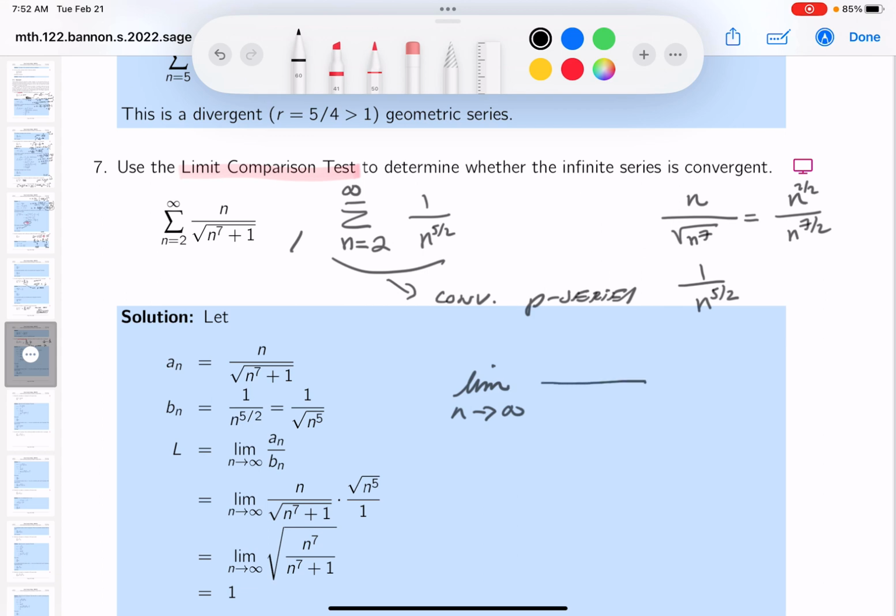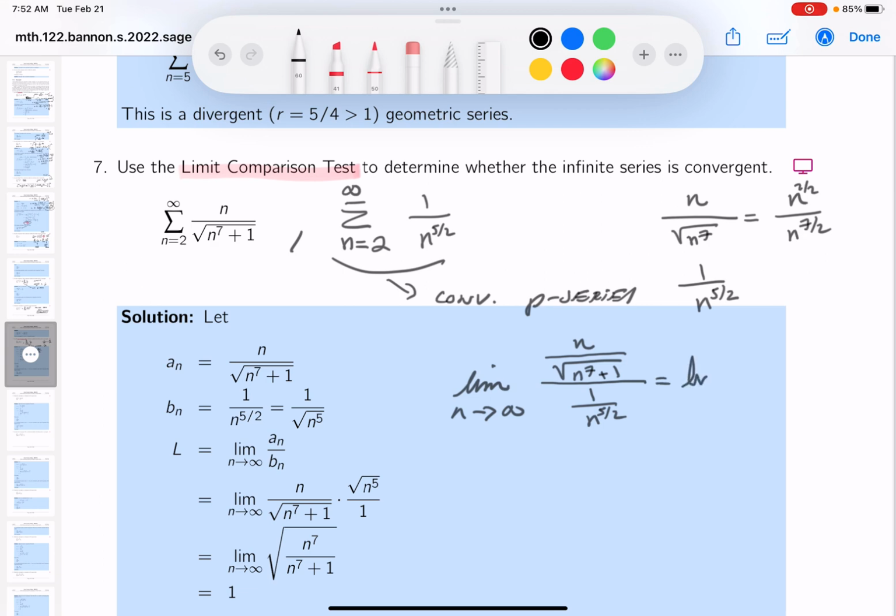And let's write this down. So what do we got? We're going to write the ratio down now. So what's the ratio going to be? Let's take a look. Let's do this one over here, n over the root of n to the 7 plus 1. And in the bottom, you get 1 over n to the 5 halves. That looks pretty tough. Let's keep writing.